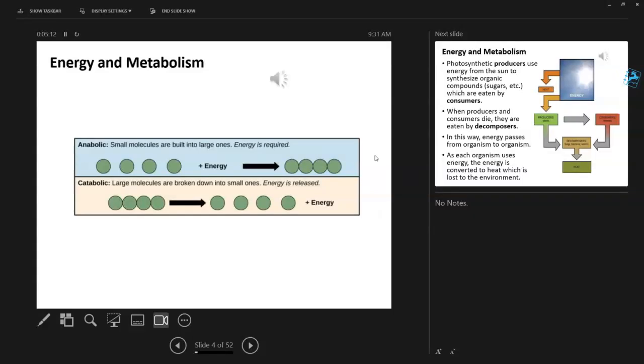Okay, anabolic reactions usually require energy. So putting atoms or small molecules together to make a bigger molecule usually requires energy to do that. And then the energy will be stored in the bonds holding that molecule together. Catabolic reactions usually release energy when the molecules are broken apart.